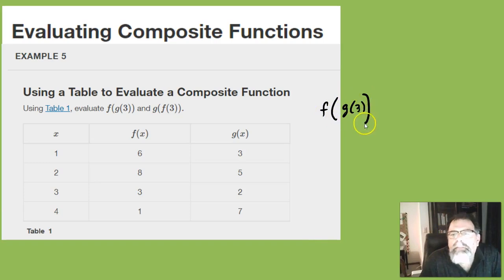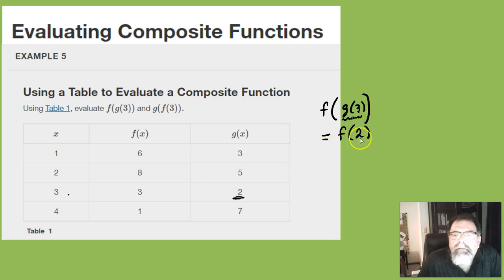Again, if you understand the function notation, this should be a piece of cake. So g of 3, remember, is the output value for the function g when x is 3. So we go to x is 3, and the output value for g of 3 is 2. So we take g of 3 out and replace it with 2. That's going to be f of 2.